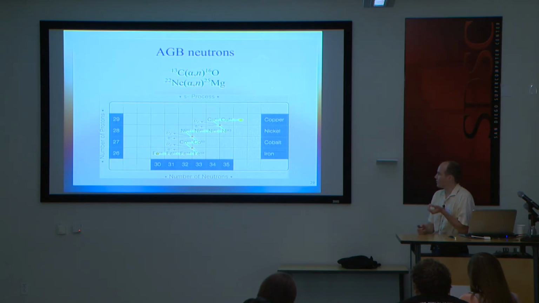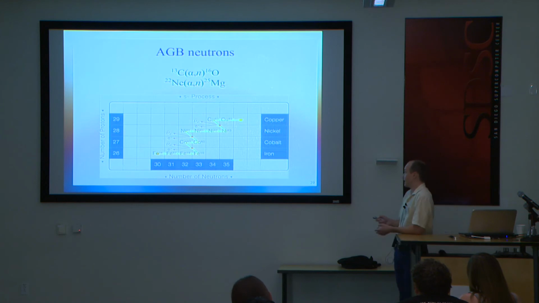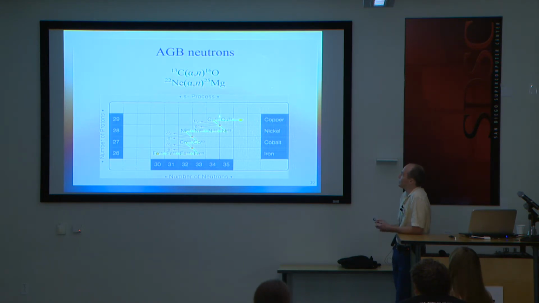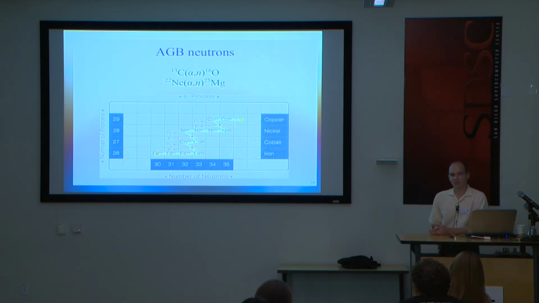S stands for slow. It means the neutrons are being captured very slowly onto the nuclei. The dominant source of neutrons in AGB stars is this reaction: carbon-13 captures an alpha and turns into oxygen-16, and then you have an extra neutron lying around. A secondary source of neutrons is neon-22. Neon-22 captures an alpha, turns into magnesium-25, but then you have an extra neutron lying around. So that extra neutron's got to find something. It finds one of these iron-peak seed nuclei, and you can march up the chart of the nuclides that way.